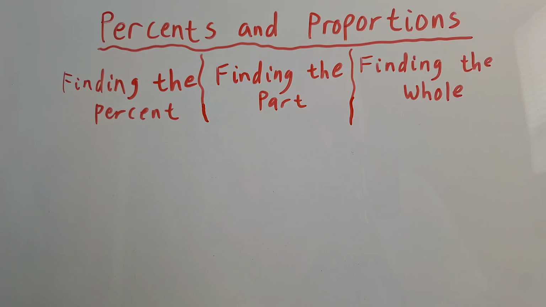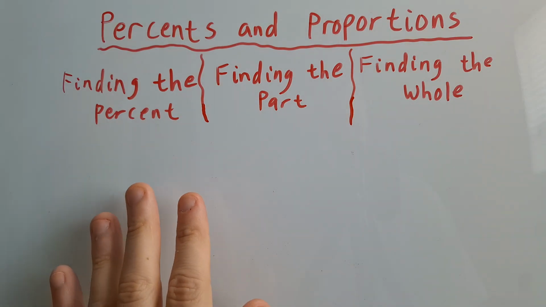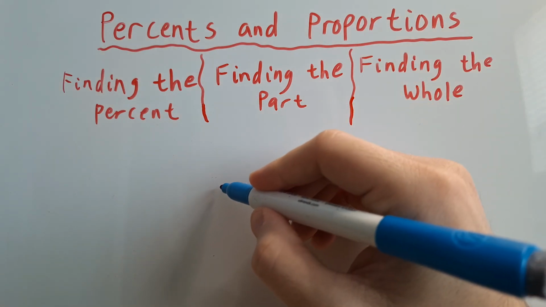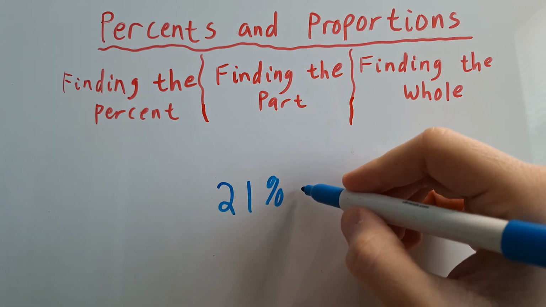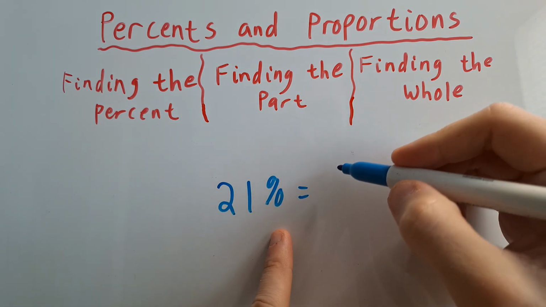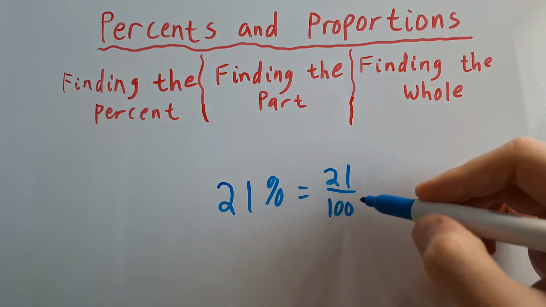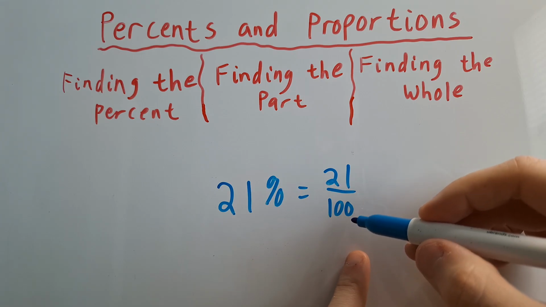Hello everyone. In this video, we're going to work out proportions and percent equation problems. So recall that a percent is a ratio that compares a number to 100. Here's an example. 21% when written in fraction form means there's 21 for every 100. 21 parts per 100 whole.